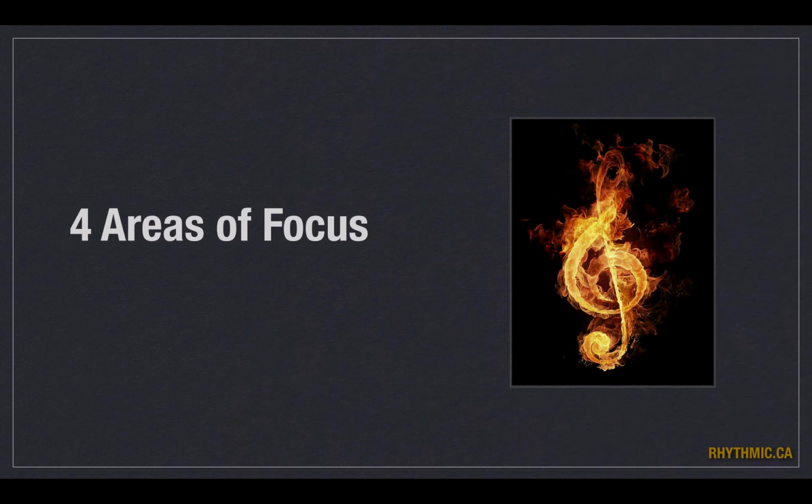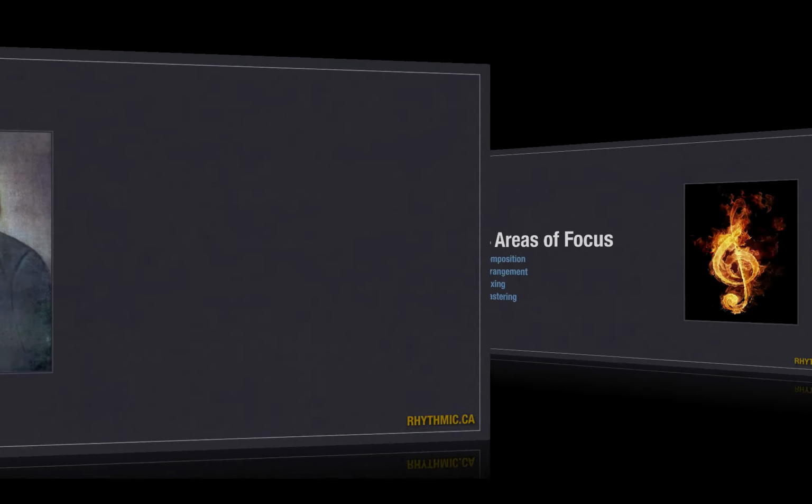Okay, so let's jump right into it. There are four areas of focus when we're talking music. First is composition, then there's arrangement, there is mixing, and there's mastering. Now, these are the main areas. So let's take a look at each one of these areas in a little bit of detail.